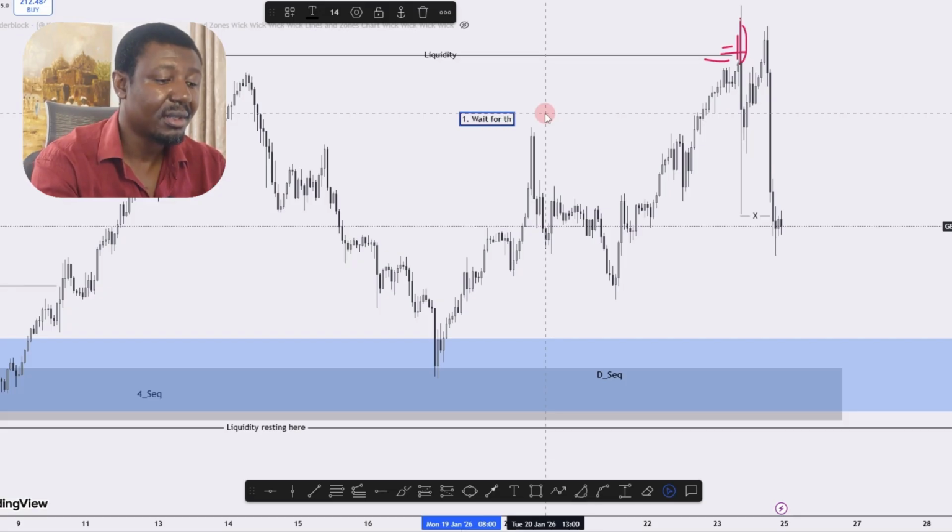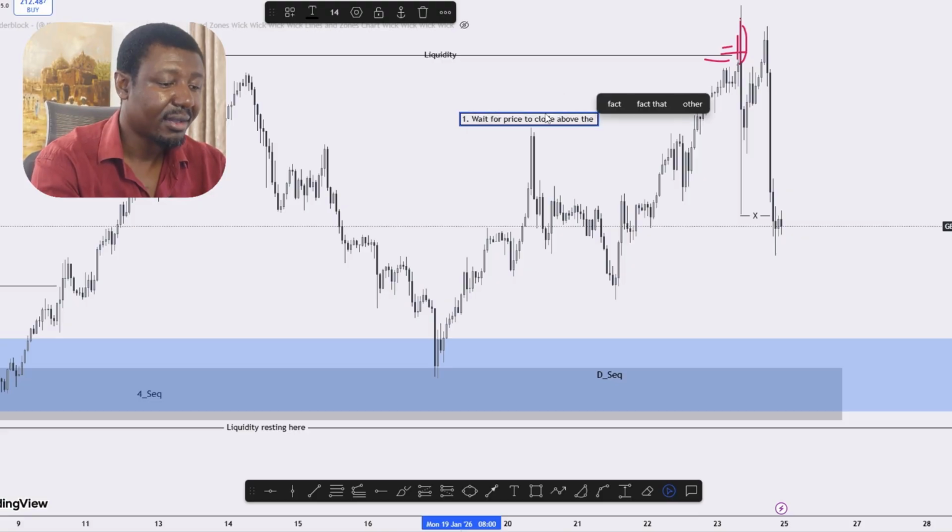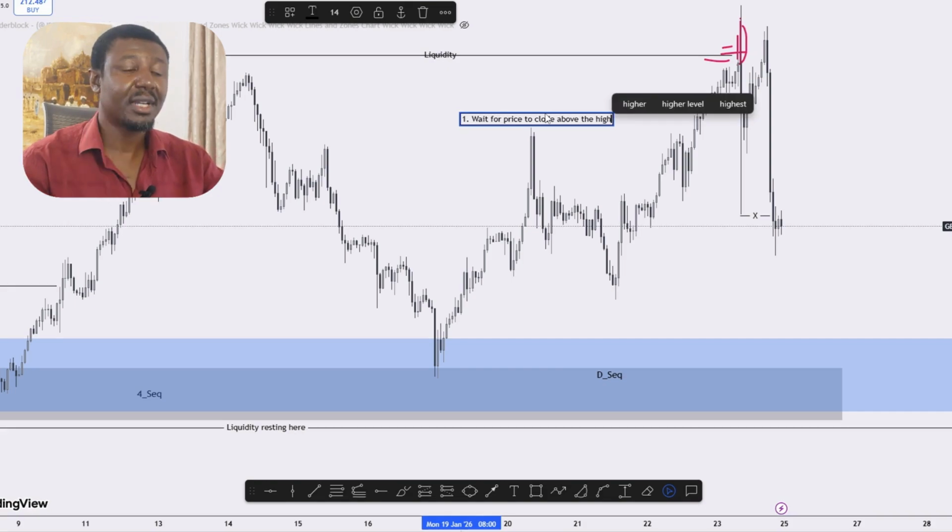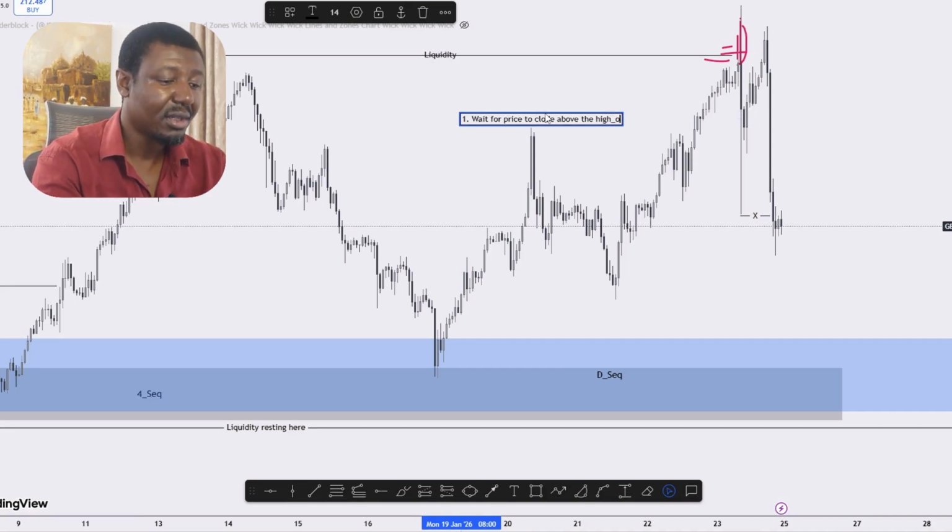Number one, wait for price to close above the high. You wait for the market to close above the high, and this will be on your structure time frame.